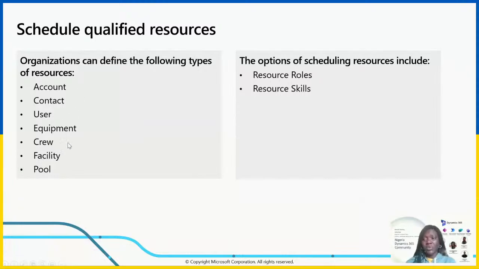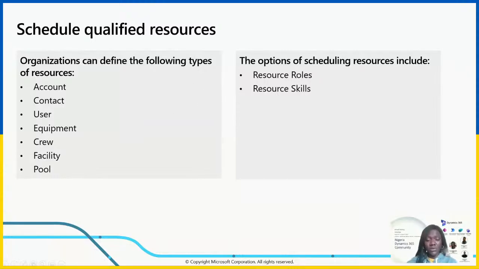So these are the various types of resources in an organization. You can have the account, the contact, user, equipment, crew, facility, and pool. And then on the right side, you can have resource roles, which I have spoken about now, that you can use different resource roles against different resources.